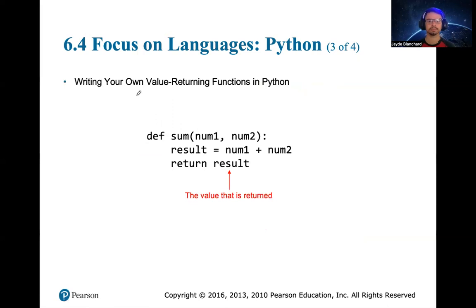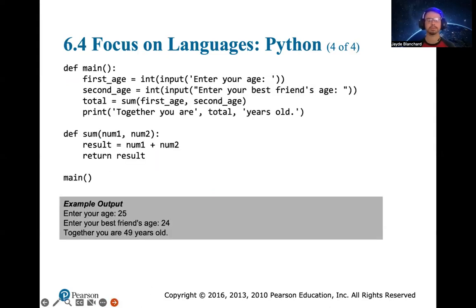Let's see, writing a value returning function. Again, remember how we talked about returning a value back to the program? Now, this is our function header, def sum, num1, num2. This is our function header in Python. This is the function body. And this is a return statement right here, return result. All that this function is doing is getting 2 numbers, whatever is being sent, num1 and num2, adding them together, and then returning the result back to wherever this function was called.